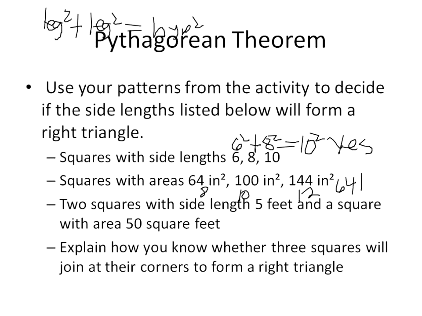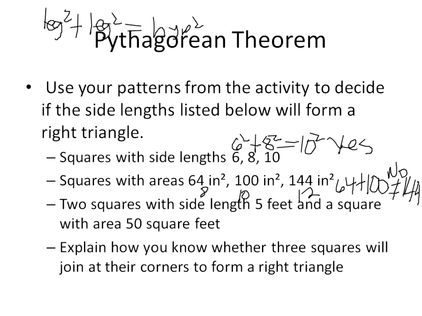So all you have to do is say 64 plus 100 and see if that equals 144. And we found out that it does not, because you can see very easily that 64 plus 100 is 164 instead of 144. So that's not equal, so that is not a right triangle. How about the last one? That was a little trickier. You had to read very carefully, didn't you?